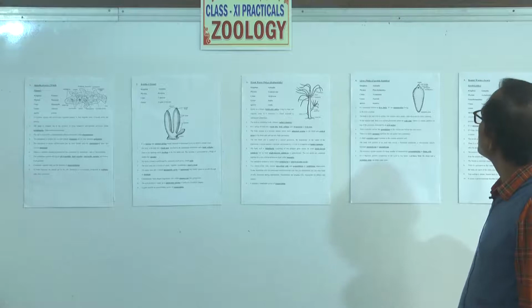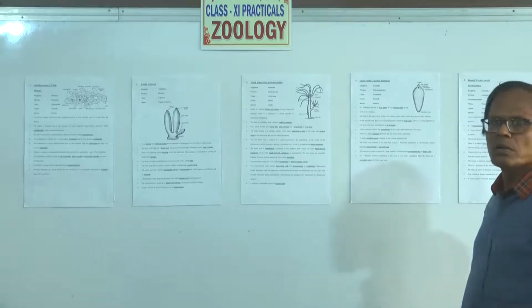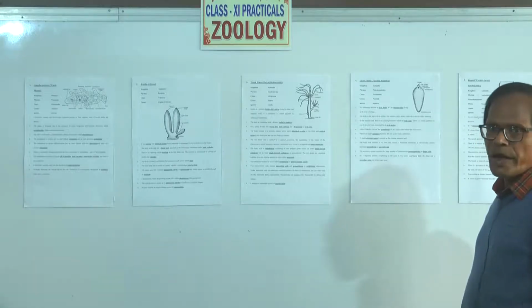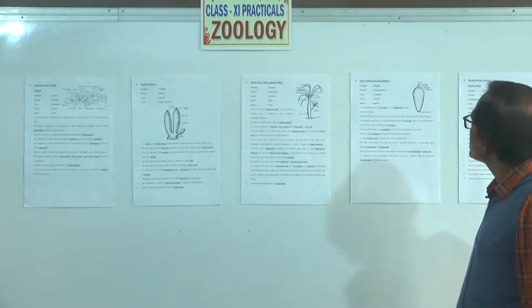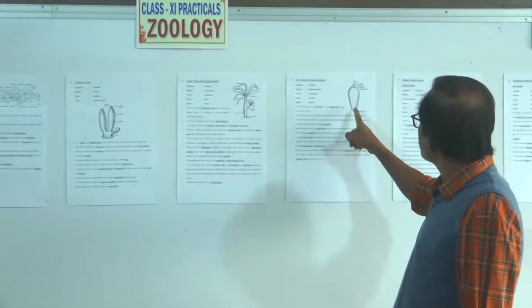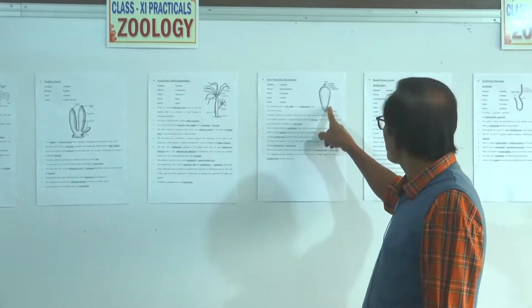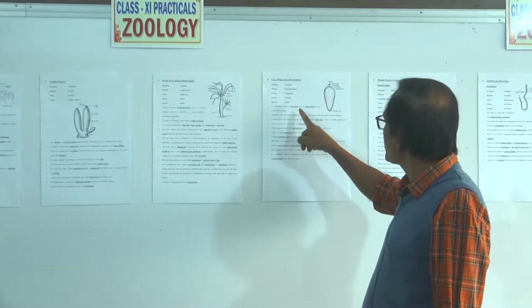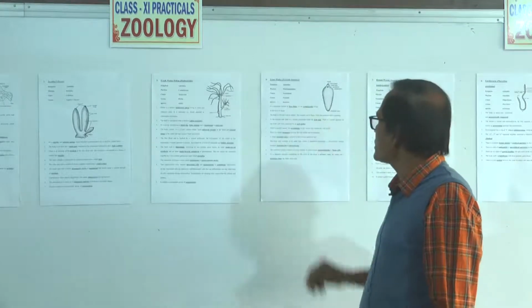Next animal type, liver fluke. Its common name is liver fluke. The scientific name is Fasciola hepatica. This is the diagrammatic presentation of Fasciola hepatica, and this is the classification.